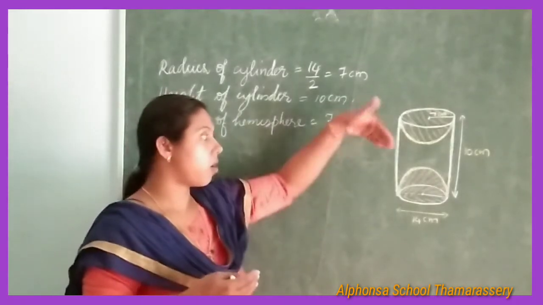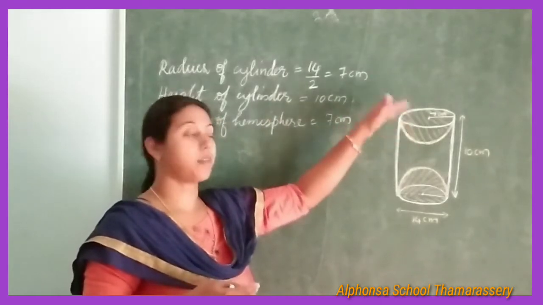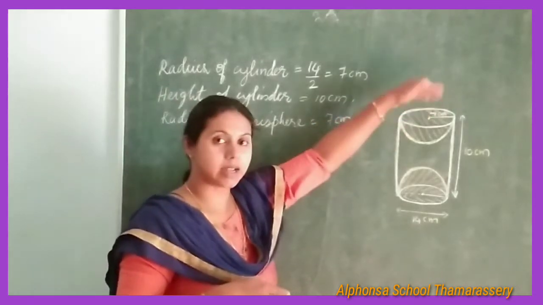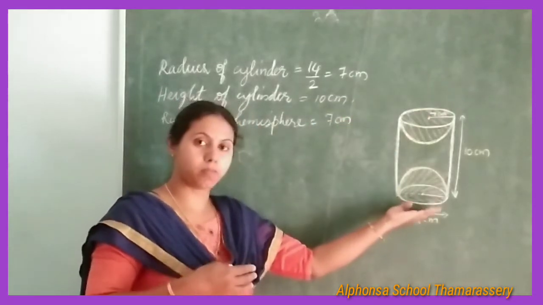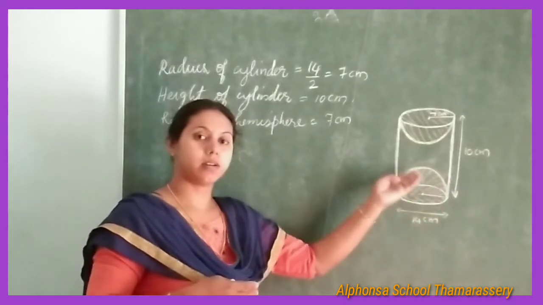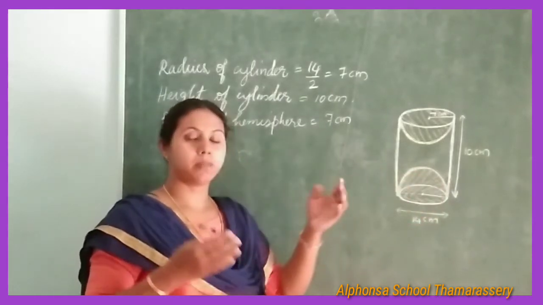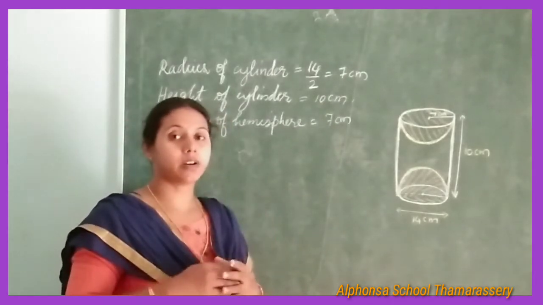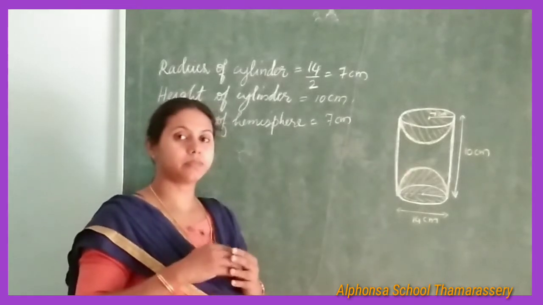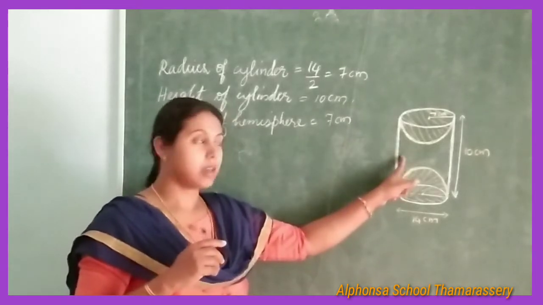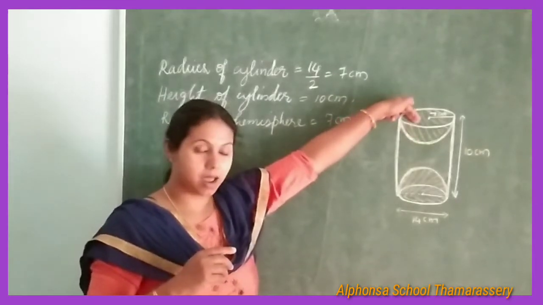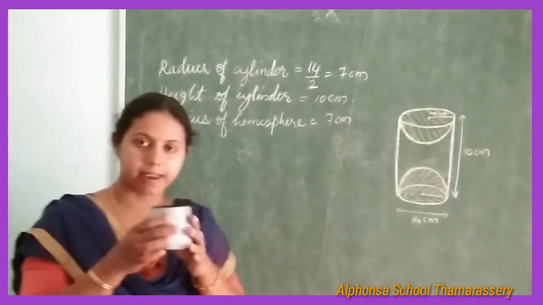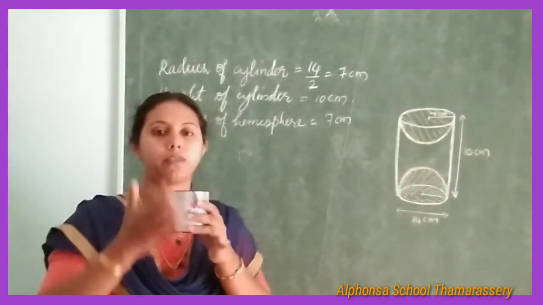Two hemispheres are hollowed or scooped out from this solid cylinder. So the inside here is a hollow part of hemispherical shape, and the bottom part is also a hollow hemispherical shape. So both ends of the cylinder have a hollow part. The total surface area of this solid is the curved surface area of the cylinder plus the inner curved surface area of this hemisphere plus the inner curved surface area of this hemisphere.